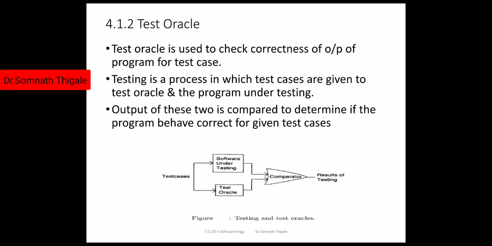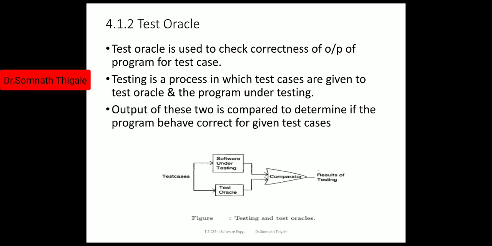Test oracle. So what is a test oracle? It is used to check the correctness of the output of the program for test cases. In test cases everything is mentioned, and the expected results are available as a part of the test oracle, and the product under testing gives some result. Those results are known as actual results.